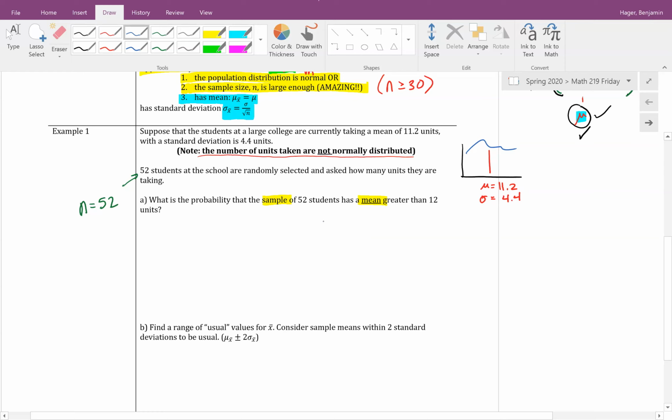It sometimes takes a few examples, you know, I feel like sometimes you have to get the procedure down before you can really start to appreciate what's going on with these problems. But it's really powerful what we're going to be able to do here. By knowing a little bit of info about the population, we can find the likelihood of, if I were to grab 52 people, what's the likelihood that the average number of units taken among those 52 people is greater than 12? So before we walk in and ask those 52 people, I'm basically going to know the likelihood of getting that answer.